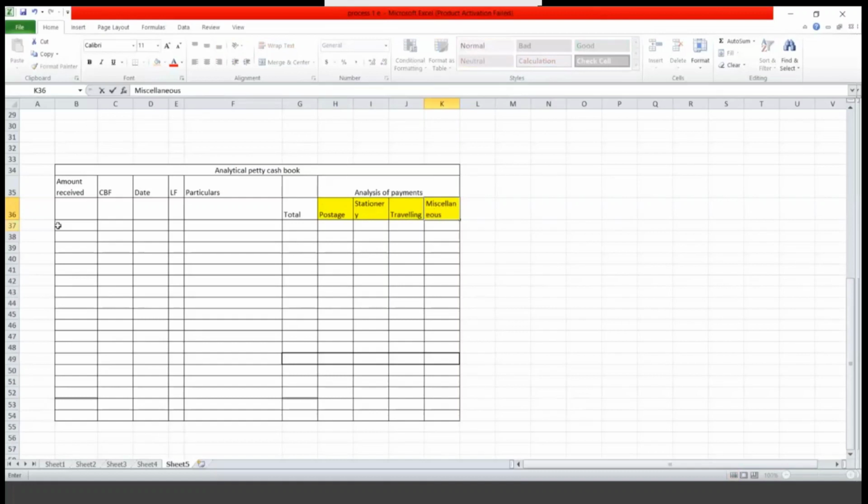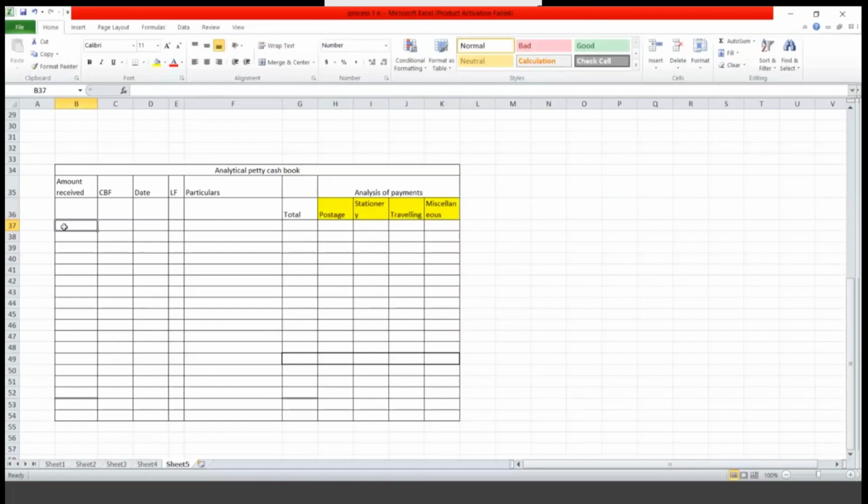Now let us start the question. I have already explained in the last question also, please cross check. Amount received will come under debit. Particulars will be the same for debit and credit. On the debit side you will enter all the receipts, and on the credit side you will enter all the payments, right?